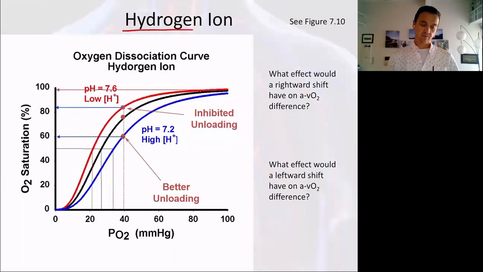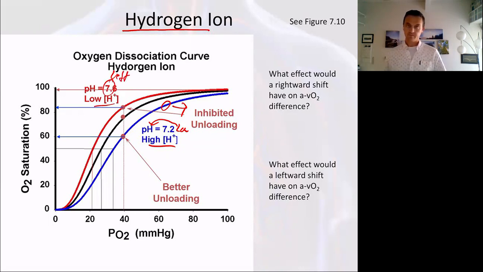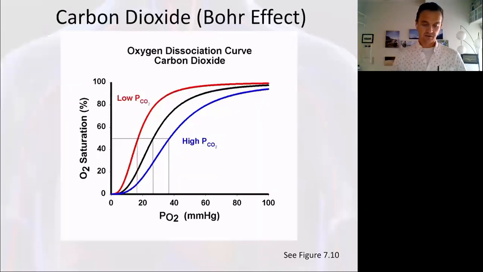It shifts by the influence of hydrogen ions, or pH, okay? So a high hydrogen ion concentration or low pH results in a rightward shift, okay? So that blue line there, so rightward shift. Opposite, high pH or low hydrogen ion concentration results in a leftward shift, okay? I'll just show you the other ones.